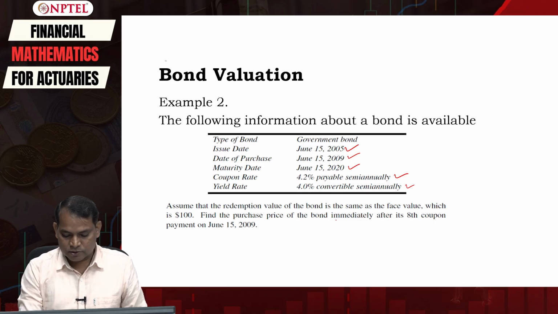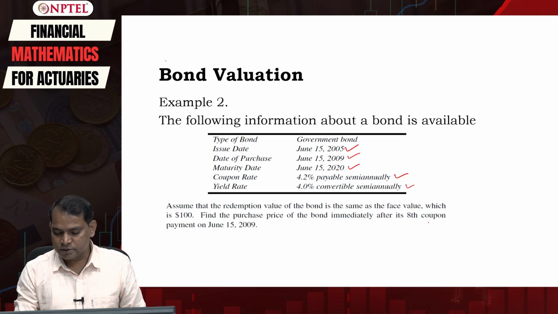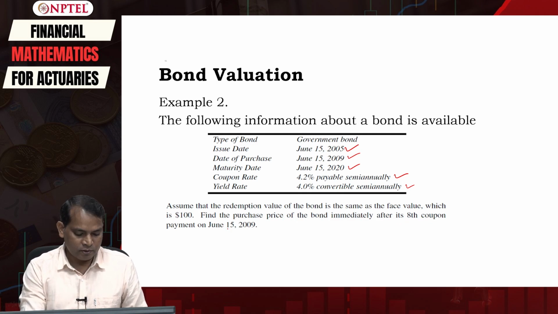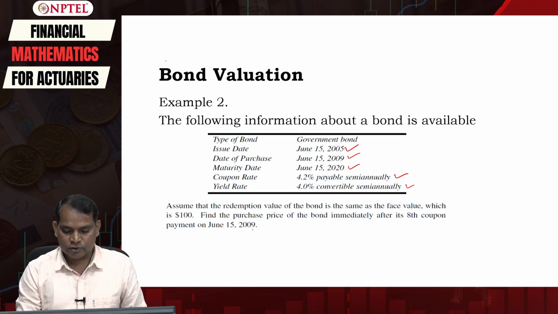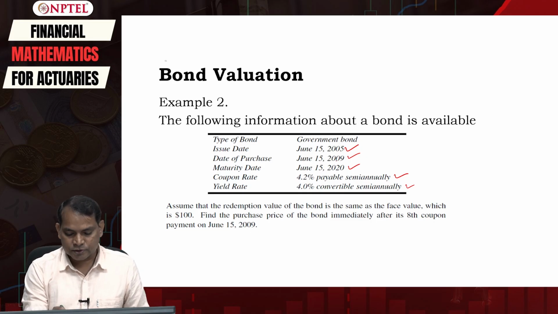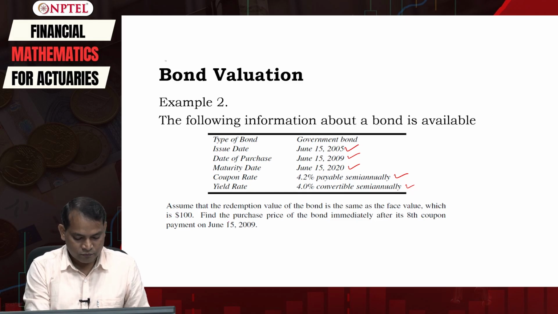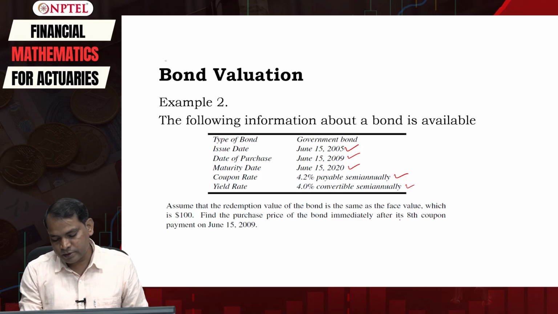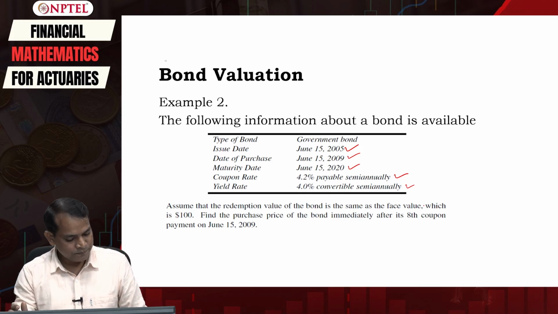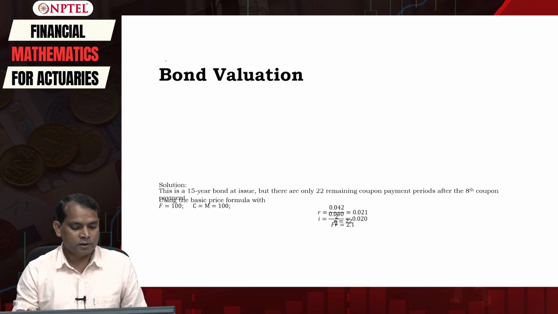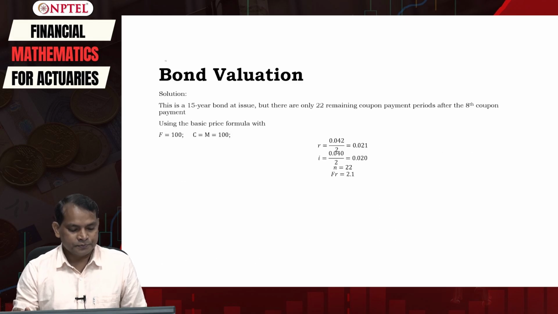Find the purchase price of the bond immediately after its 8th coupon payment on June 15, 2009. So, when you purchase on June 15, 2009, the 8th coupon payment has already been made, and therefore the question is to find the purchase price of the bond immediately after its 8th coupon payment. Let's do that right here.